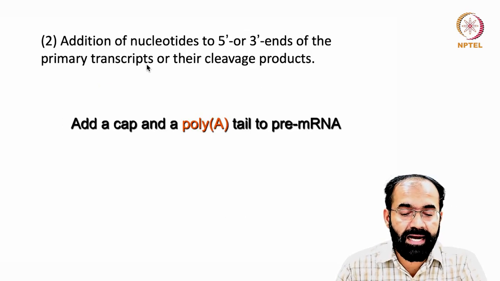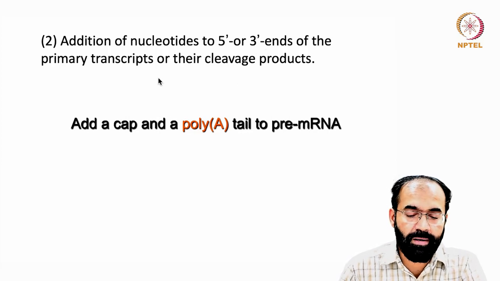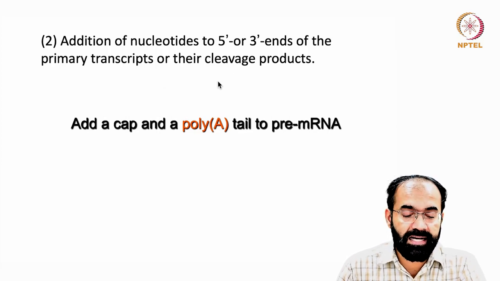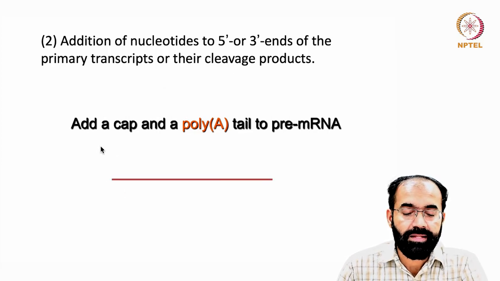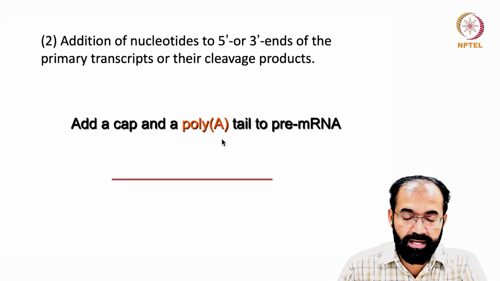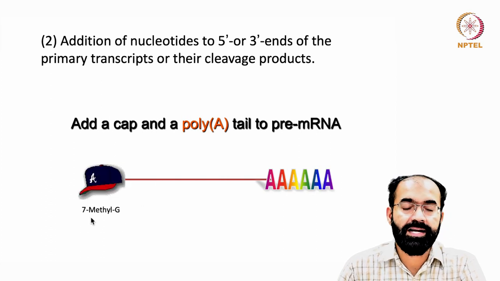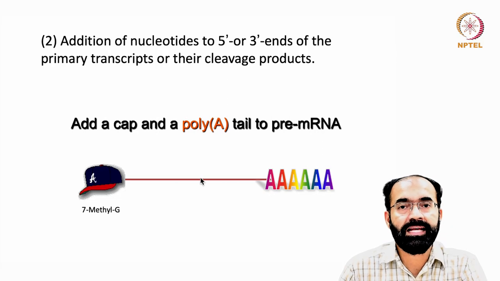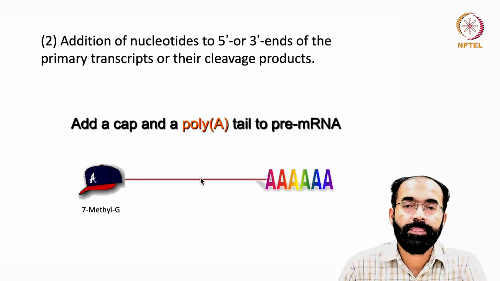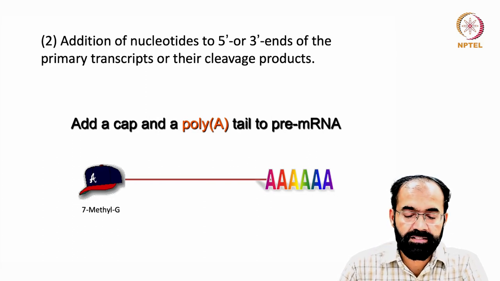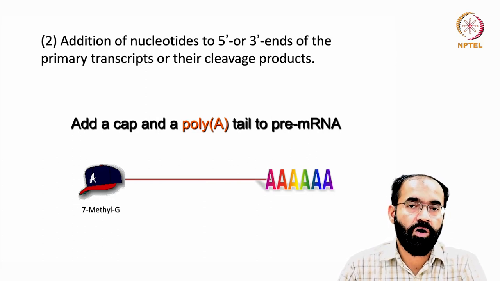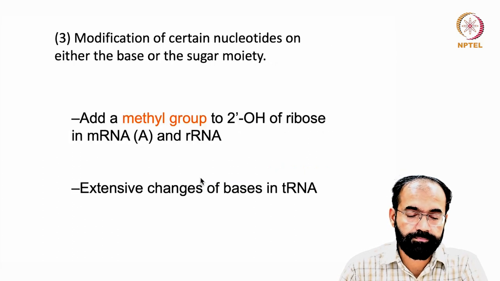And then comes the addition of nucleotides to the 5 prime or 3 prime ends of the primary transcript or their cleavage products. So adding a cap or a poly A tail, both happen onto an RNA. You can see there is a poly A tail and also the addition of a 7-methyl guanosine cap onto the 5 prime end. This is a feature of addition of nucleotides to either of the ends of the RNA molecule.